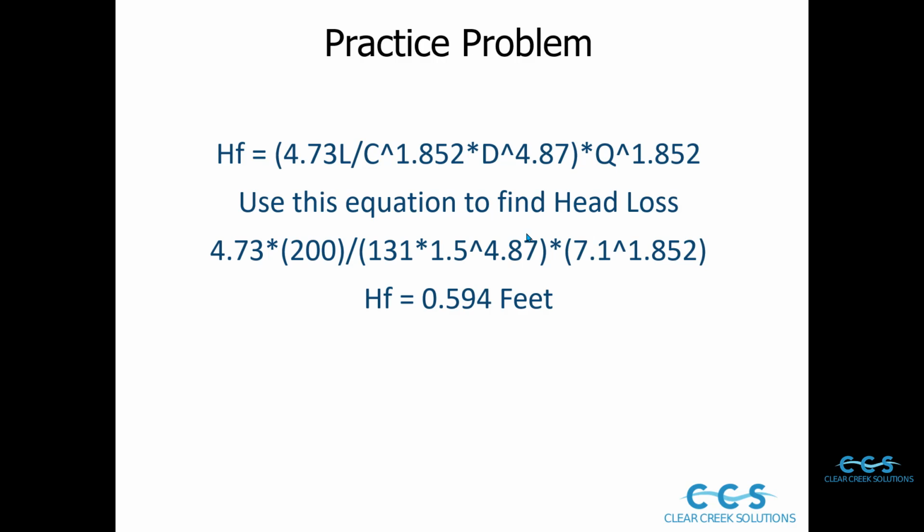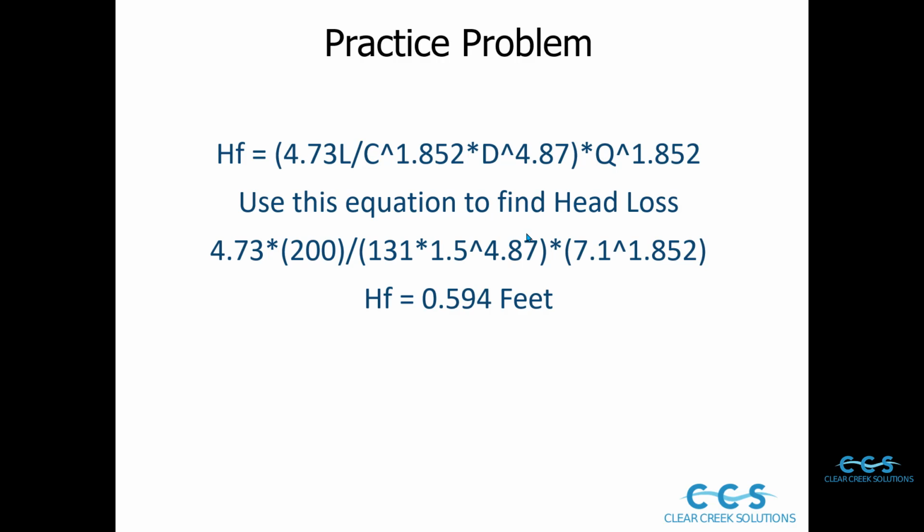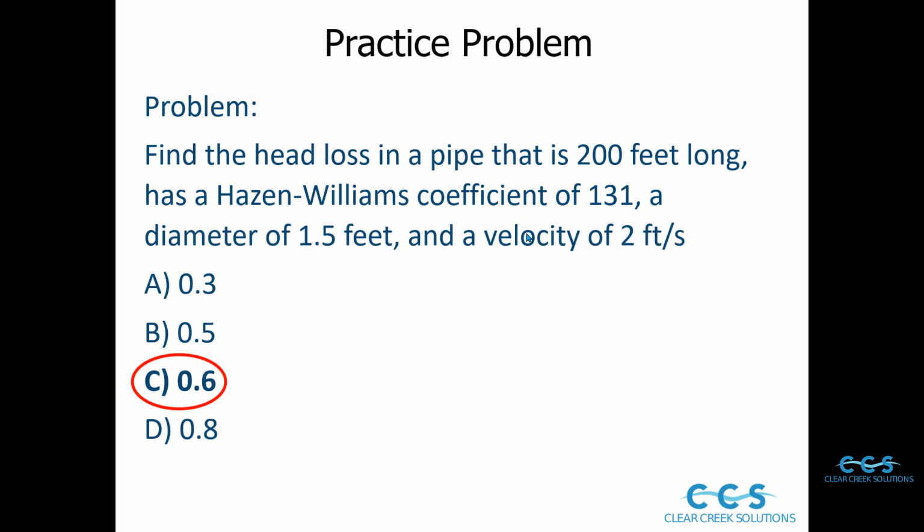So now that we have that Q value, we can plug it into the full equation and find the head loss. So we've got 4.73 times the length, which was 200, over the Hazen-Williams coefficient of 131 times 1.5 raised to the 4.87. That was the diameter. The Hazen-Williams coefficient is raised to 1.852. We're multiplying that by 7.1 raised to the 1.852. And we get a head loss of 0.594 feet. Now, on the FE exam, you're not always going to have the answer that's exactly like the answer you got. But the closest one is obviously 0.6, so the answer is C for this problem.